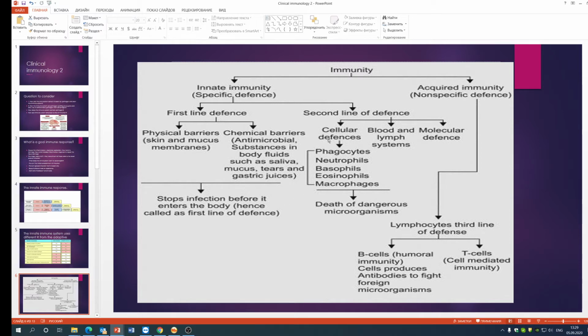The secondary line of defense is cellular, if bacteria pass into the body. This initiates cellular defense: phagocytes, neutrophils, basophils, eosinophils, and macrophages. The first barrier is phagocytes and macrophages, very sophisticated cells such as dendritic cells and Langerhans cells. Neutrophils are the first cells to appear in infected areas.